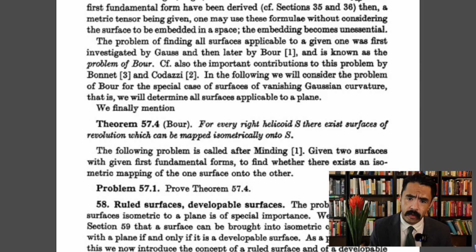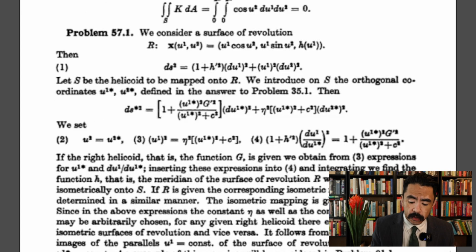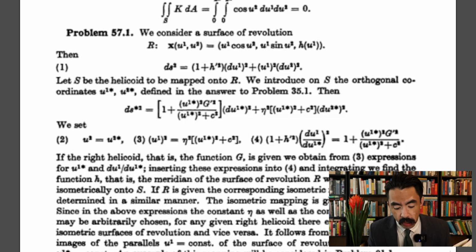But now we're going to come to problem 57.1, which is actually to prove the previous theorem of Bohr, or theorem 57.4. We consider a surface of revolution, R, with a vector parametric representation given by x in terms of u1 and u2, which entry-wise is u1 times cosine of u2, then u1 times sine of u2, then a function h in terms of u1. Then ds squared is equal to the quantity 1 plus h prime squared times du1 squared plus u1 squared times du2 squared. Let S be the helicoid to be mapped onto R.